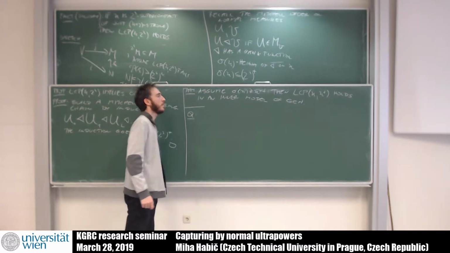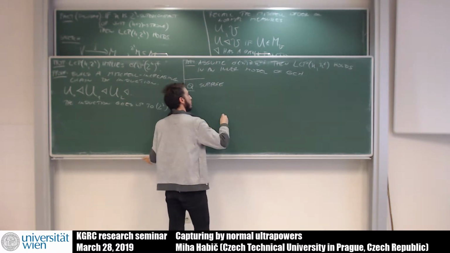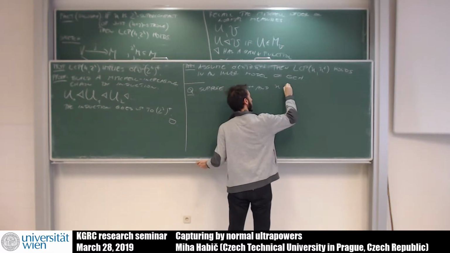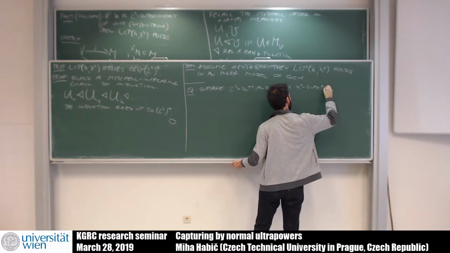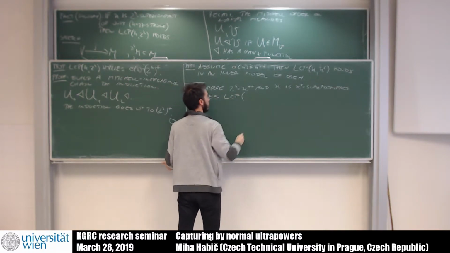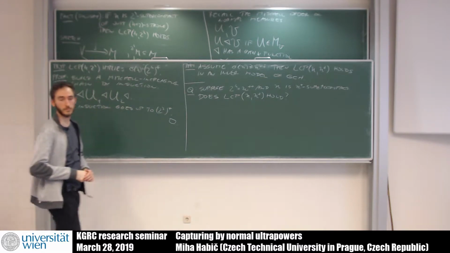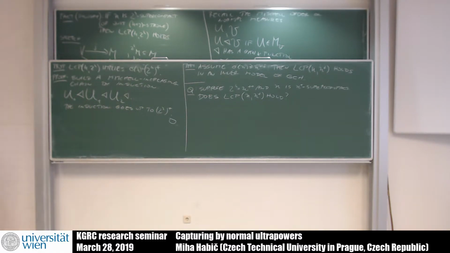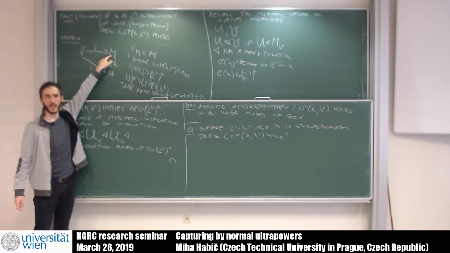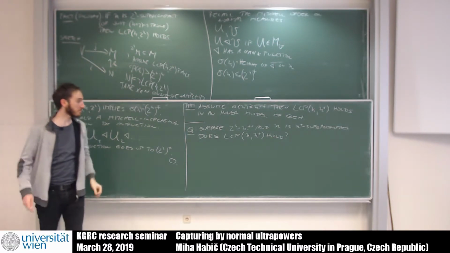Okay, so I'm going to pose a simple version of this question. So suppose 2 to the kappa is kappa double plus, and kappa is kappa plus supercompact. Okay, does LCP kappa plus hold? Okay. So kappa is kappa plus supercompact. So there is some embedding that captures whatever subset of kappa plus I want. Is there a normal ultrapower that captures that set? I don't know.